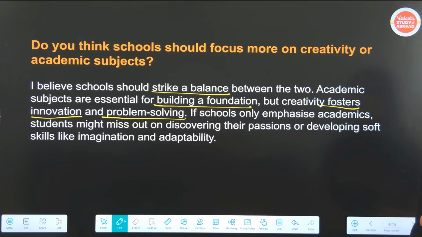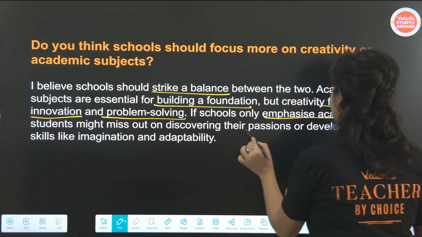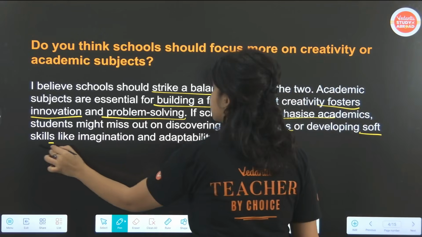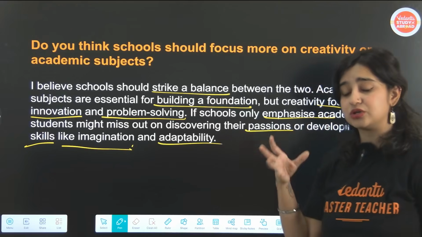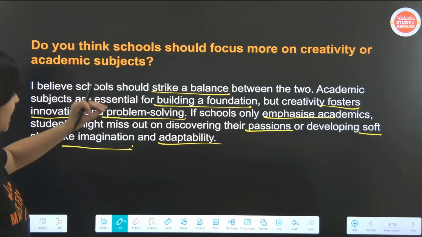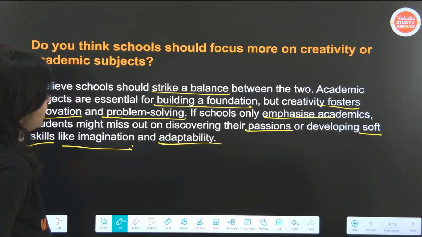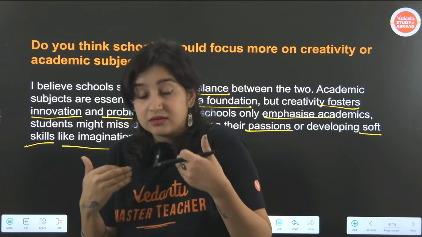If schools only emphasize academics, students might miss out on discovering their passions or developing soft skills like imagination and adaptability. Emphasize passions, soft skills, imagination, adaptability, right? So overall, yes, a balanced, good response. It again checks the boxes of good vocabulary, good grammatical range and accuracy. There are no mistakes. Now, the first thing we need to consider, especially in terms of grammatical range and accuracy, is the accuracy part.